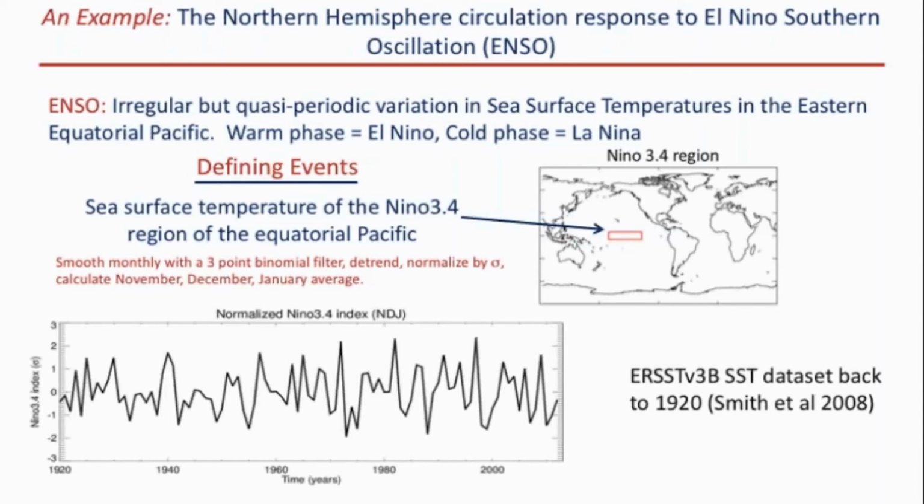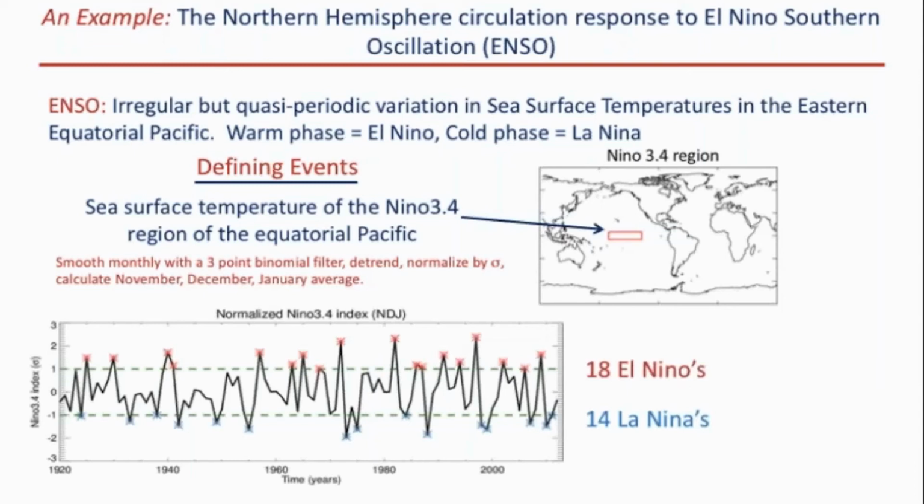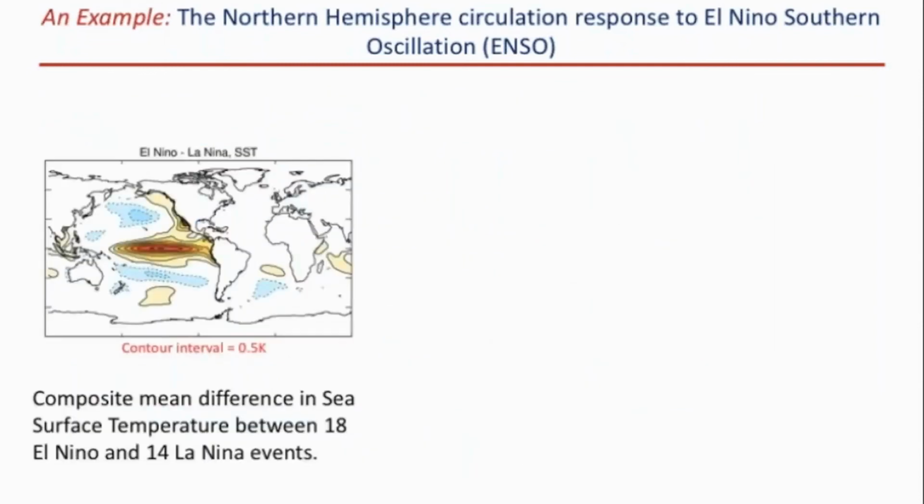And so we define El Nino and La Nina events as being years where the sea surface temperatures lie outside of plus or minus 1 standard deviation. And so over this record, going back to 1920, that gives us 18 El Nino years and 14 La Nina years to look at. So I'm going to show the composite mean difference between the 18 El Nino years and 14 La Nina years. So here's the difference in sea surface temperature between El Nino years and La Nina years.